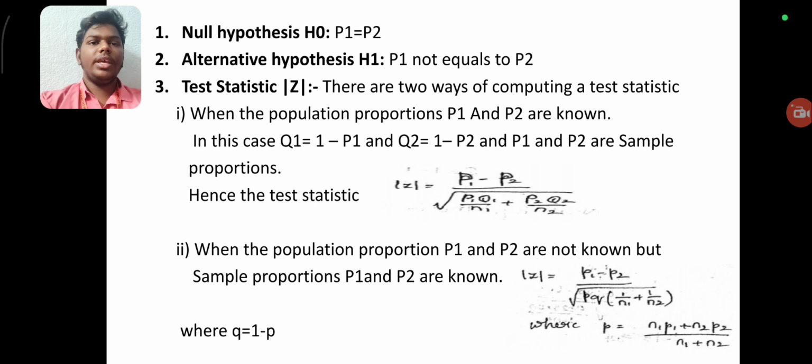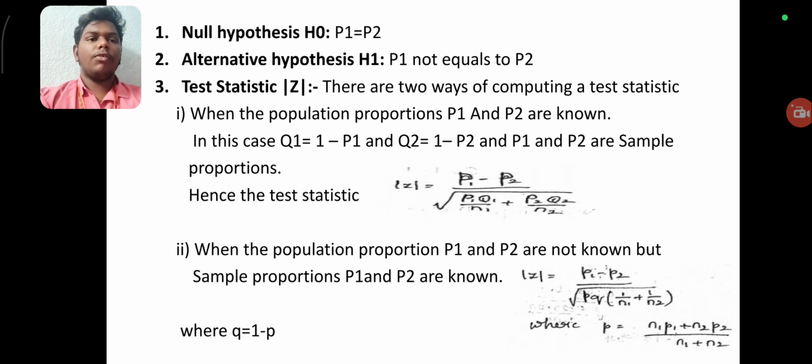To solve any statistical hypothesis problem, we have several steps. The first step is the null hypothesis H0, that is P1 equal to P2. The alternative hypothesis H1: P1 not equal to P2. Here null hypothesis means we are simply accepting the given statement. Alternative hypothesis means we are rejecting the null hypothesis H0 and accepting the alternative hypothesis H1.